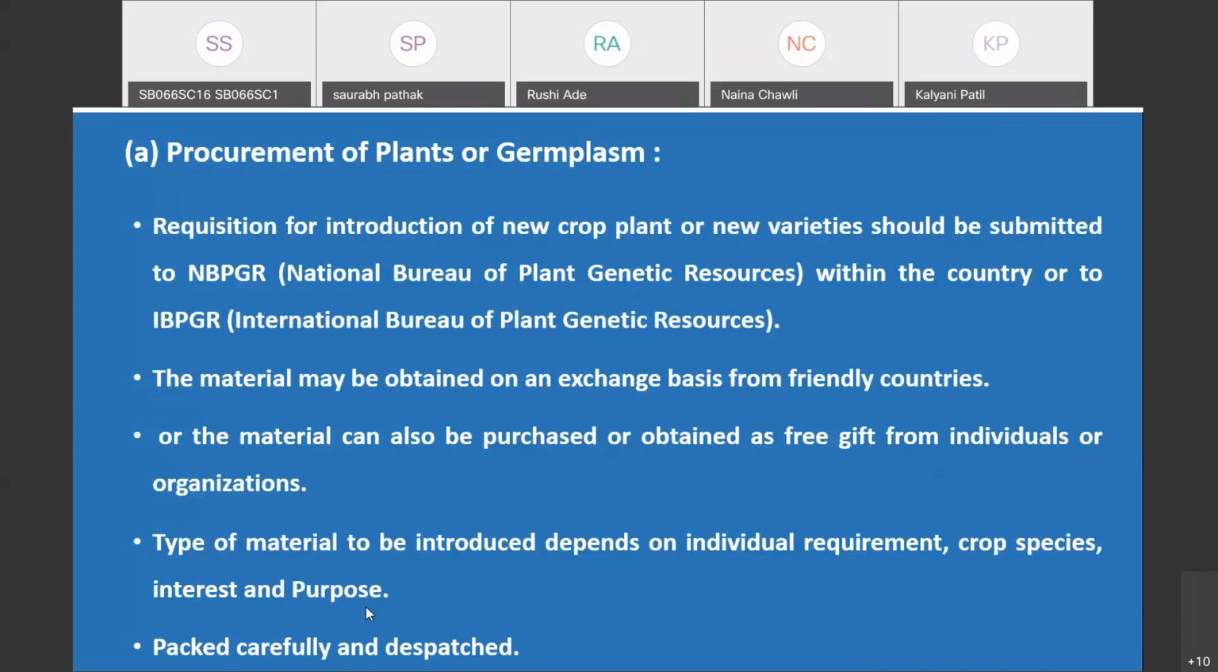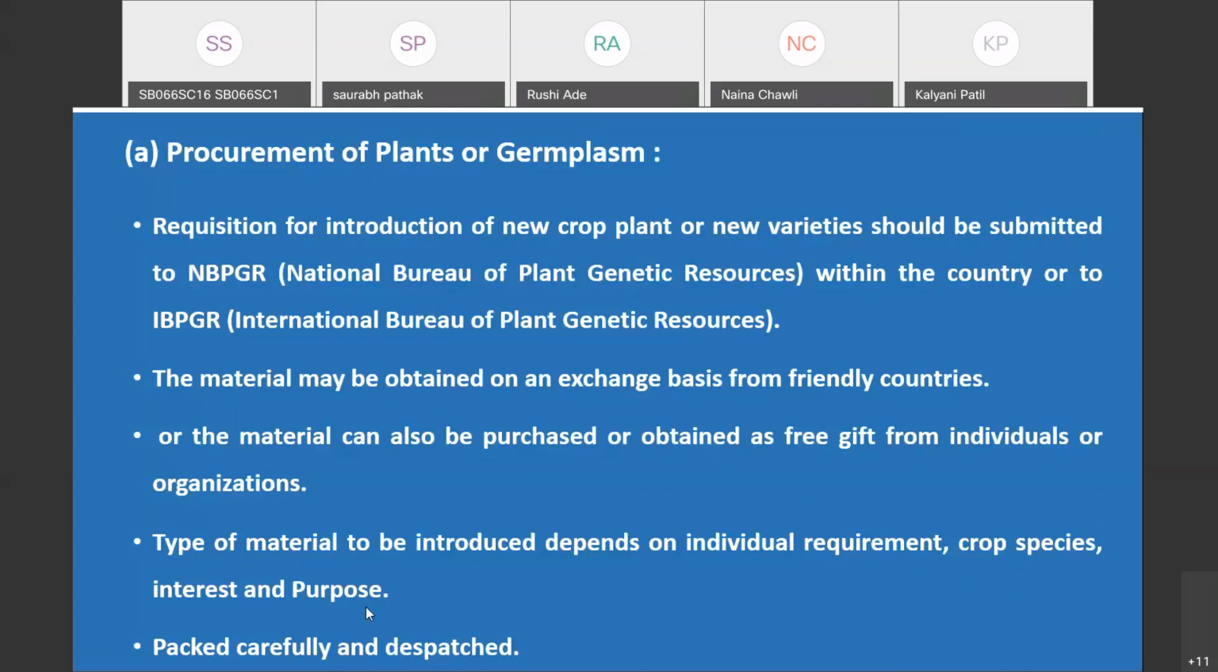Okay, but if you require the plant material to use in hybridization, the pollen grains are used for the pollination process. In that case there is no need to introduce the whole plant. You can introduce only the pollen grains of that particular plant.